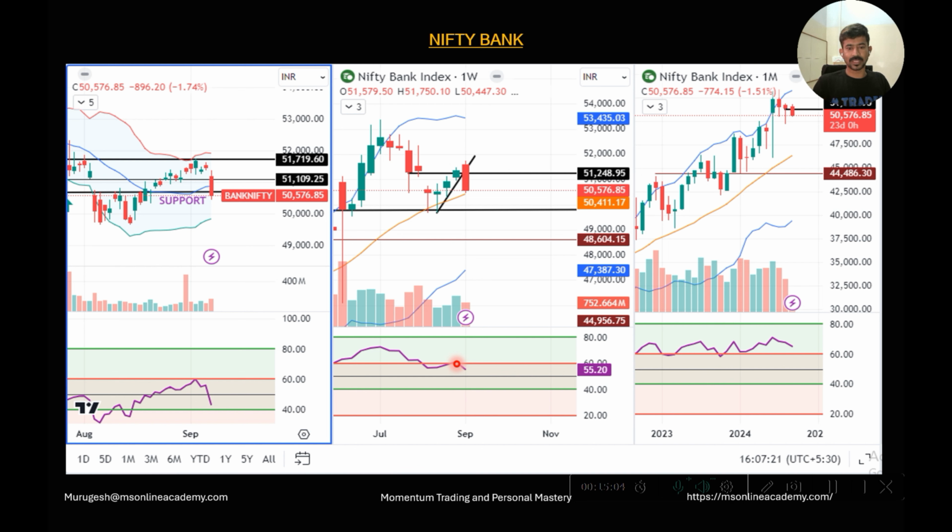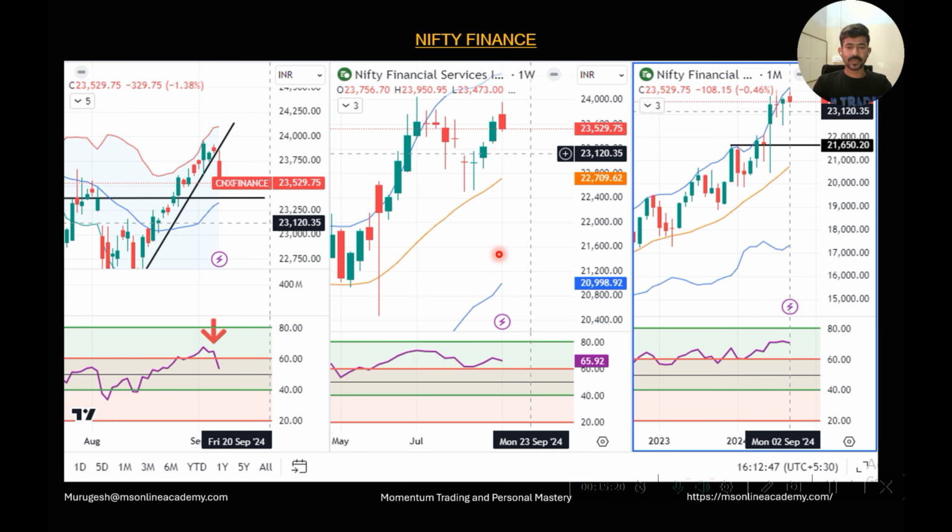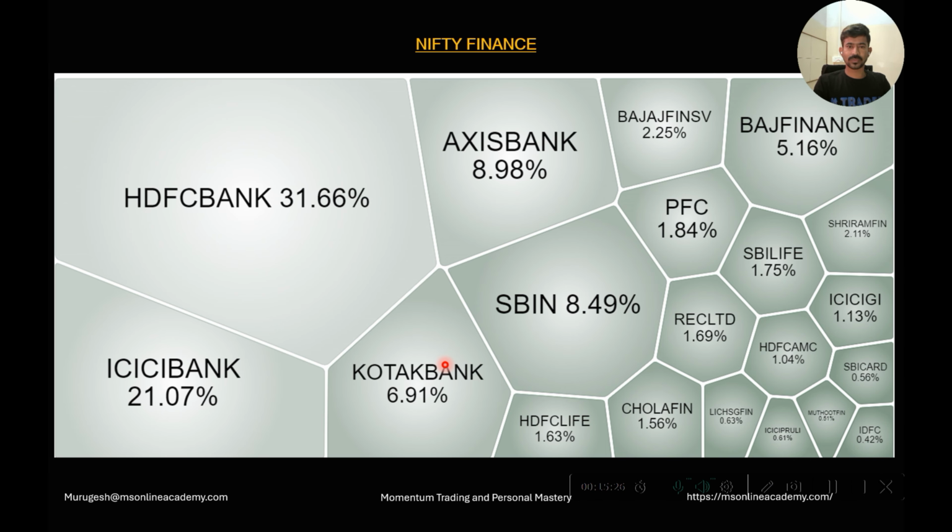So this is the cautious area where we need to take small positions, or reduce our position size, and we have to be defensive traders again. Nifty Finance is still holding above 60. These are the stocks from Nifty Finance. Now what we can do is go through the other sectors also and check the structure of the chart.